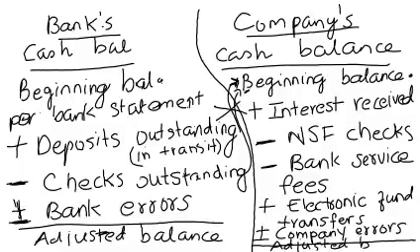Now, this adjusted balance on the company's cash balance should be equal to the adjusted balance on the bank side. Only then you know that you have actually done this process correctly. So it is always possible to come up with the adjusted balance on the bank side and the cash side and compare it, and make sure that your recordings are correct. But these are the main categories to understand.